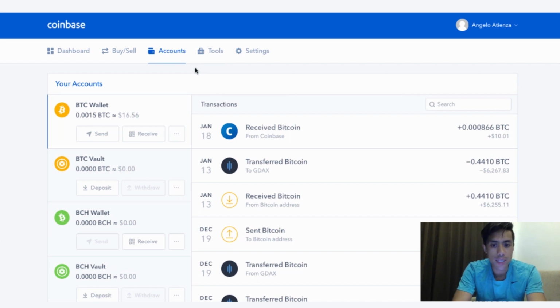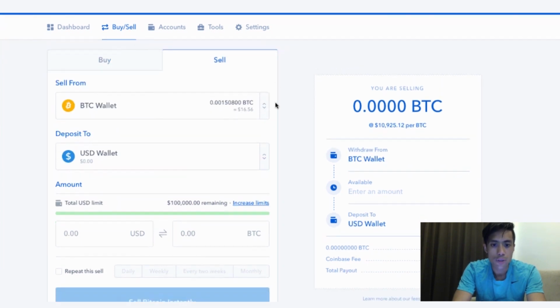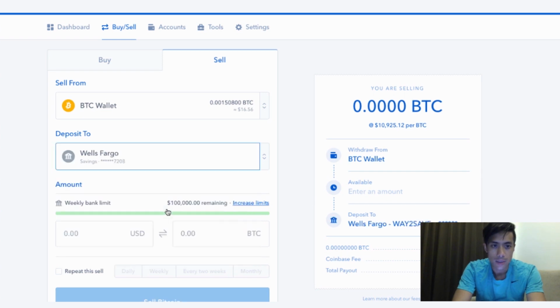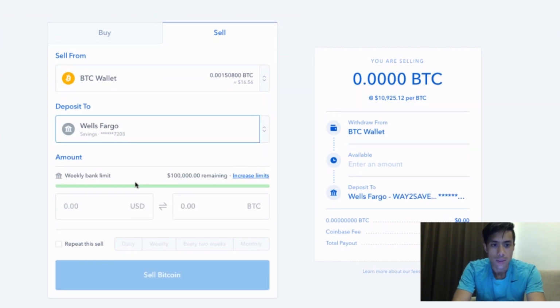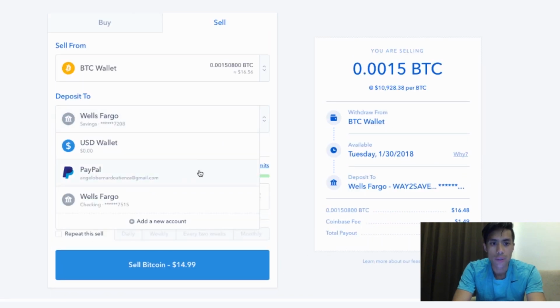Once this has been processed, go back into Coinbase, click on Buy Sell at the top, select the Sell tab, choose which account you want your money to be sent to. Enter the amount of Bitcoin you want to sell. You'll see the amount deducted for fees on the right. Then click Sell Bitcoin. You'll notice PayPal as an option to deposit your money.